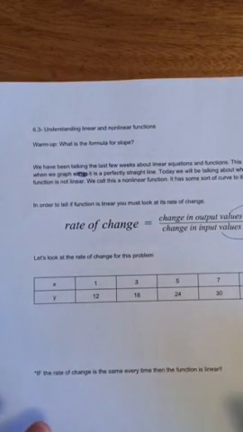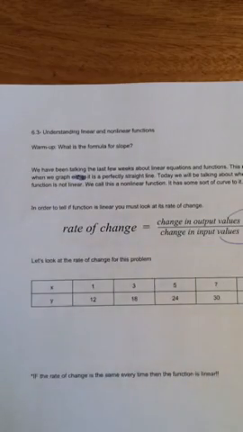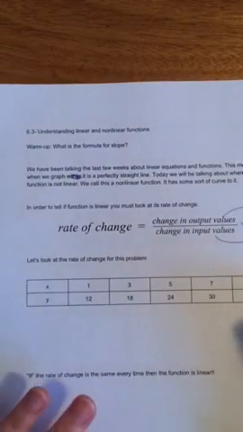Today we'll be talking about when a function is not linear, so when a line is not straight, okay? And sometimes that happens. We call this a nonlinear function, so if it's not a straight line, it's nonlinear or not linear. It has some sort of a curve to it, okay?